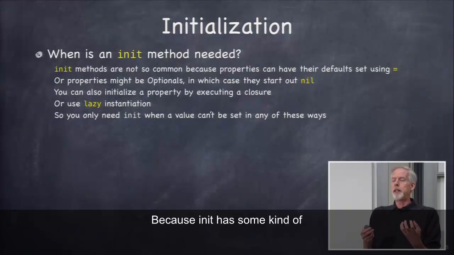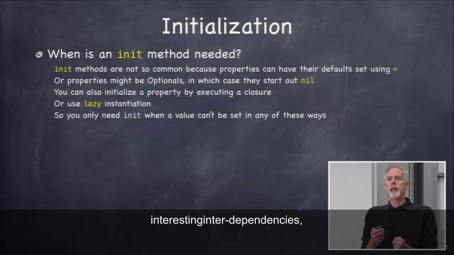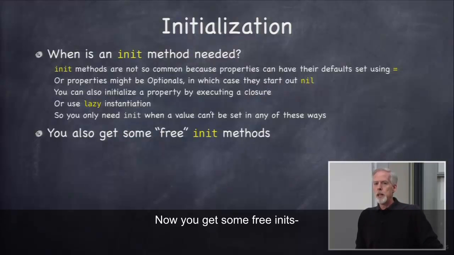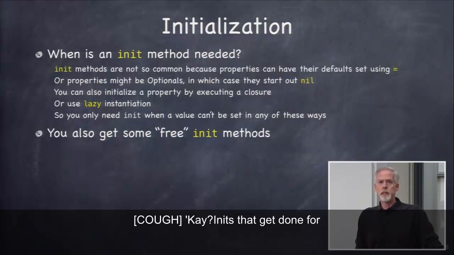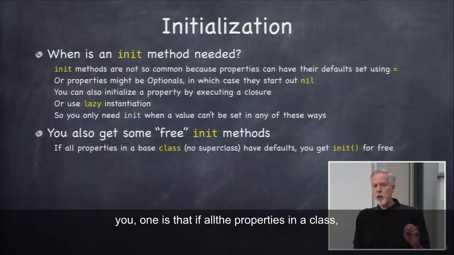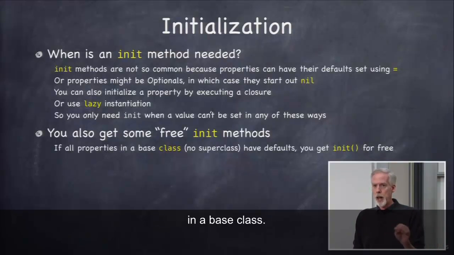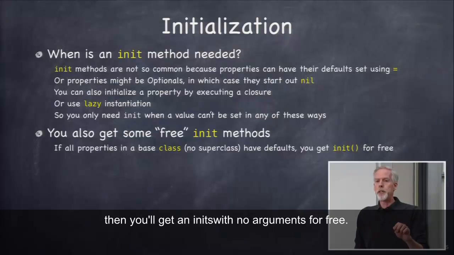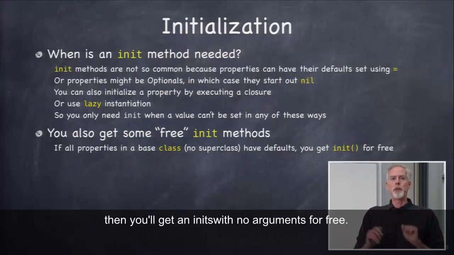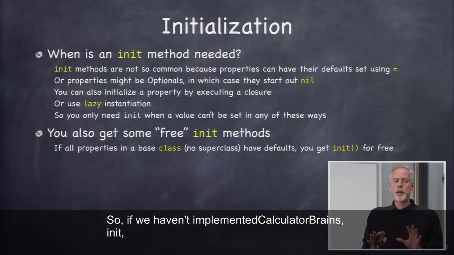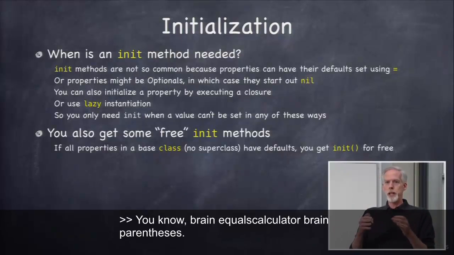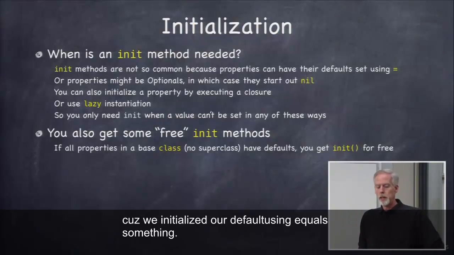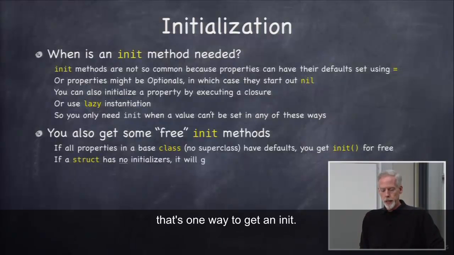how do we do init? Because init has some kind of interesting interdependencies. It's not as straightforward as you might think. Now, you get some free inits, inits that get done for you. One is that if all the properties in a base class, not something that has a superclass, like calculator brain, all have defaults, then you'll get an init with no arguments for free. So if we hadn't implemented calculator brain's init, we still could have said brain equals calculator brain parentheses. That's because we get a free init in calculator brain because we initialized all our defaults using equals something. So that's one way to get an init.